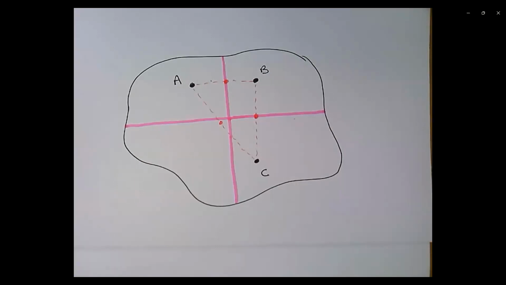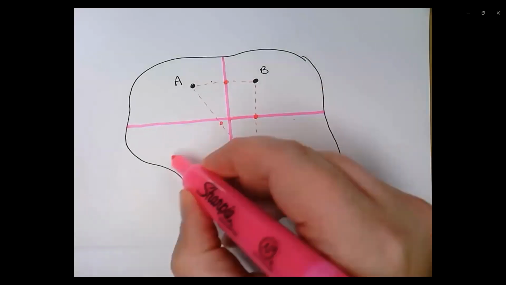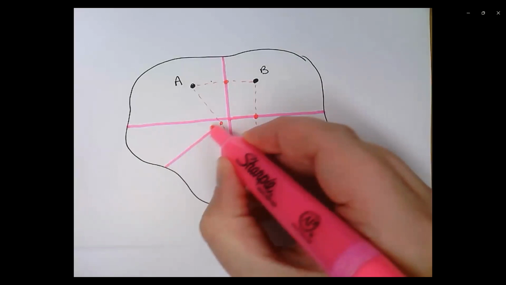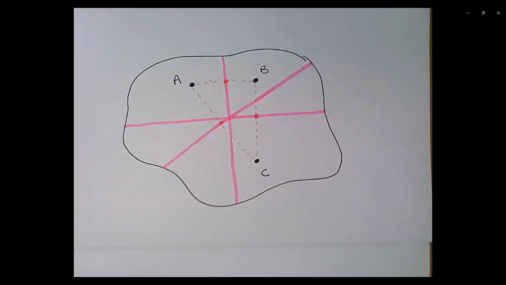Finally, I'm going to look at A and C and do a perpendicular bisector between the 2 of those. Just going to look something like that. And anything on the upper left of that line will be closer to A than it is to C. Anything to the lower right will be closer to C than it is to A.